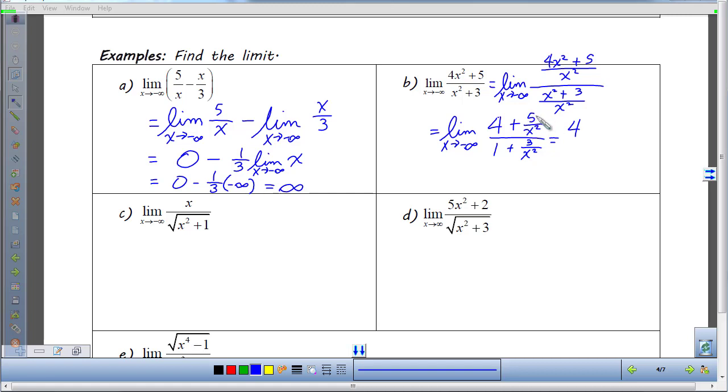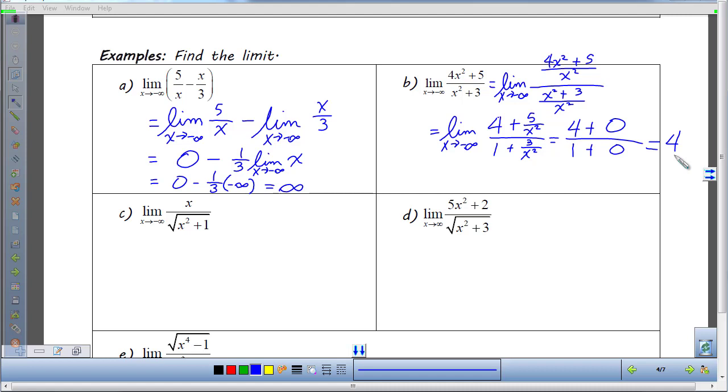Since we've got a constant in our numerator and we have x to a positive power in our denominator, we know that that limit is 0. And then we have the same situation in our denominator. We've got a constant here, so that's just going to be a 1. We have a constant over x to a positive power. That's 0, and so we end up with 4. So our limit as x approaches negative infinity for (4x squared plus 5) over (x squared plus 3) is 4.